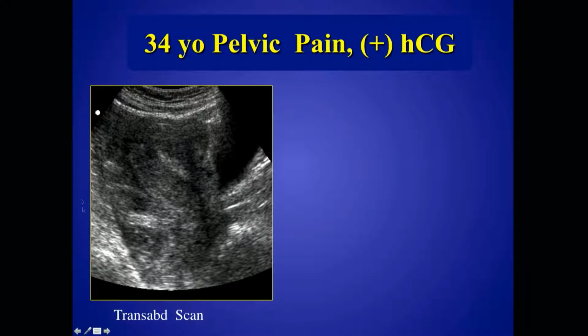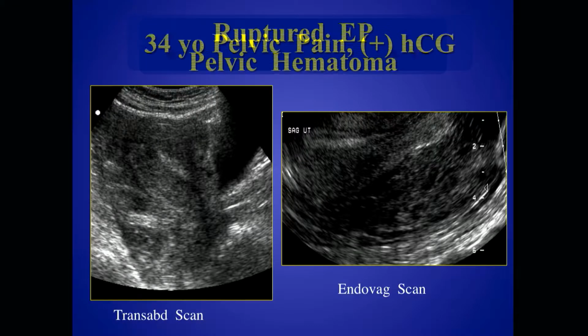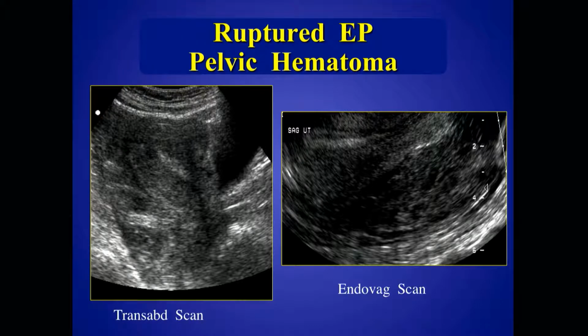But what's not perceived at the time of examination is the large mass sitting behind it, which I thought was even more obvious. When we did the vaginal scan, again the uterus is displaced somewhat anteriorly. Here's the endometrium, the back of the uterus, and this large mass sitting behind it representing a ruptured ectopic pregnancy. So paying attention not only to the uterus and the ovaries, but of course looking around for any abnormality allows you to make that diagnosis. So this was a ruptured ectopic and a large pelvic hematoma.